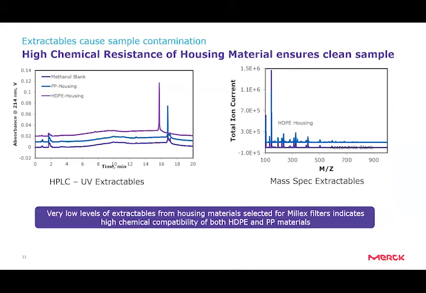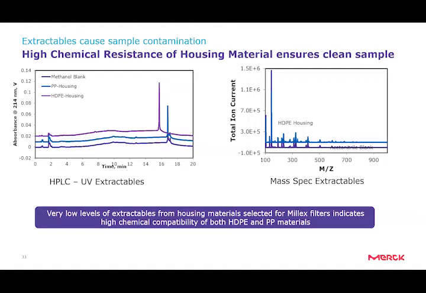Now moving on to extractables. First and foremost, let me show you some extractable chromatograms for the common housing materials that are used for syringe filter manufacturing. On the left-hand side, we have HPLC UV extractable chromatogram for a methanol blank and the polypropylene and the HDPE housing. On the right-hand side, we have LCMS spectra or mass spectra for extractables for an acetonitrile blank or HDPE housing.